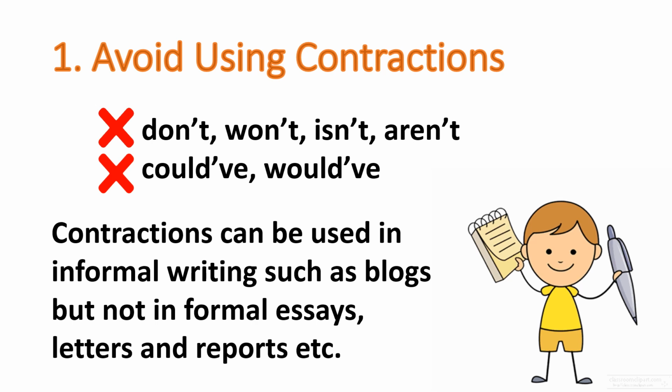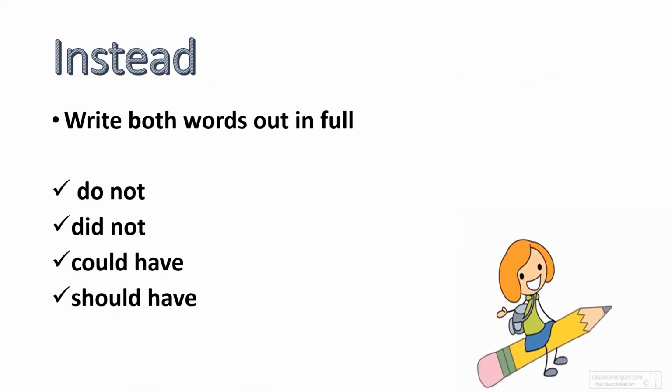Contractions can be used in informal writing such as blogs or informal creative writing, but avoid using contractions in formal essays, letters, reports, etc. As you can see, write both words out in full, in complete form, right? Do not, did not, could have, or should have. So this is the first rule of formal or academic writing, that you have to avoid the use of contractions. Instead, write complete words.